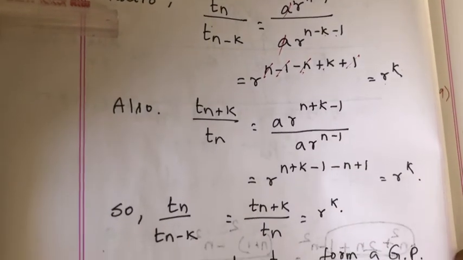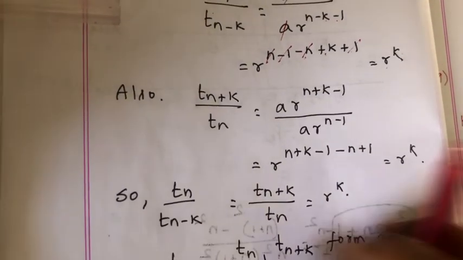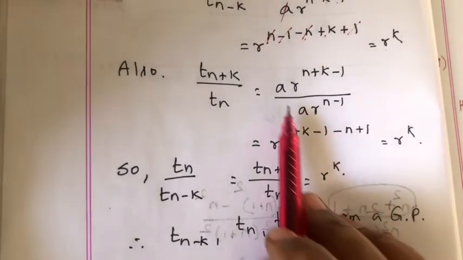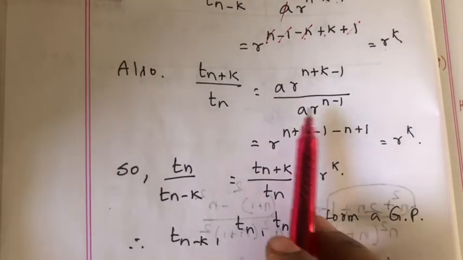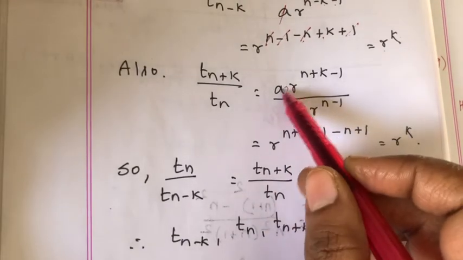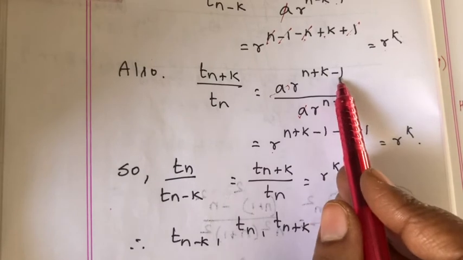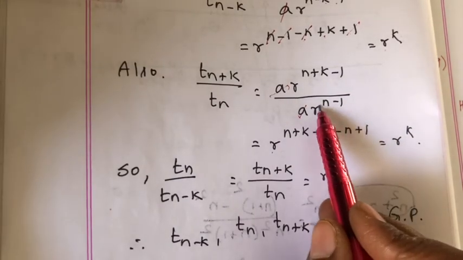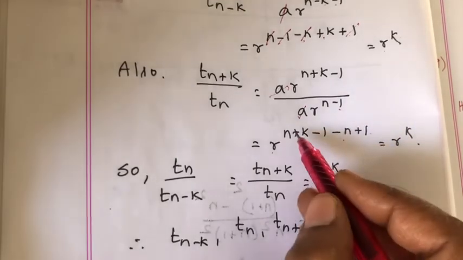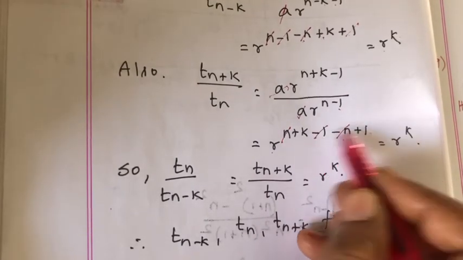Similarly, Tn plus k divided by Tn also we have to calculate, that is a r power n plus k minus 1 divided by a r power n minus 1. So a and a will get cancelled. So r power n plus k minus 1, here the n becomes minus n and minus 1 becomes plus 1. So n and n will cancel, minus 1 and 1 cancel.